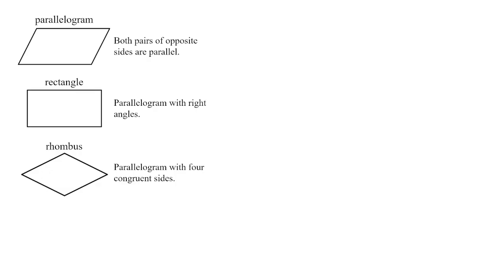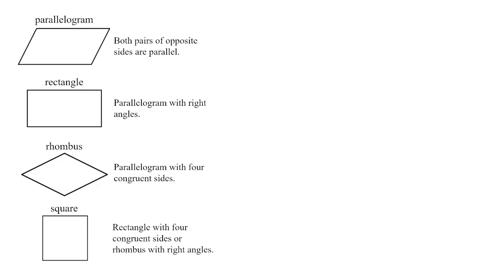So now, if we take a rectangle, a parallelogram, and a rhombus together, you get a square. A square is considered a parallelogram because both pairs of opposite sides are parallel. It is considered a rectangle because it has 4 right angles. It is also considered a rhombus because all 4 sides are congruent.